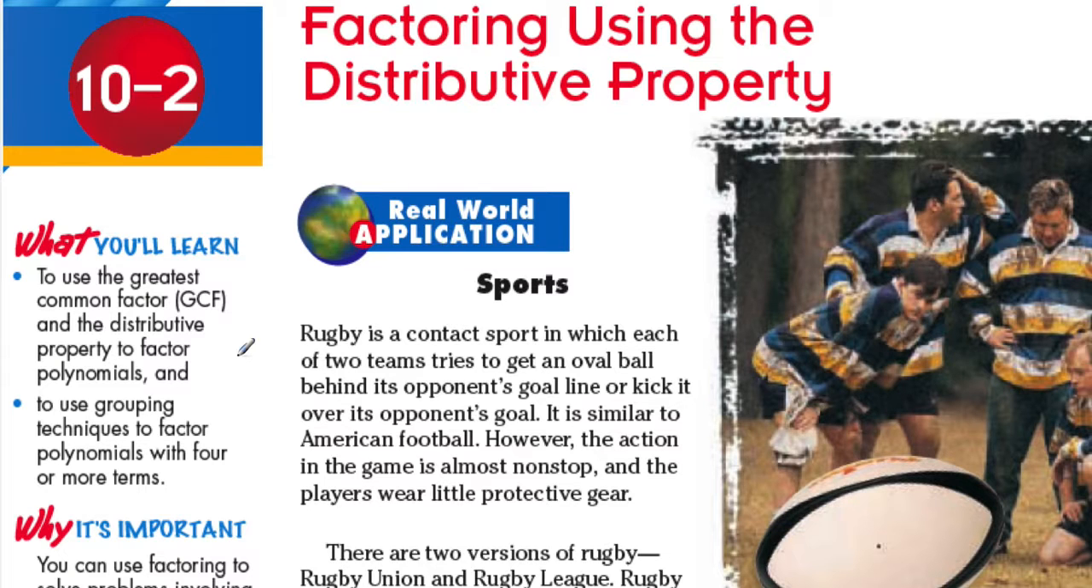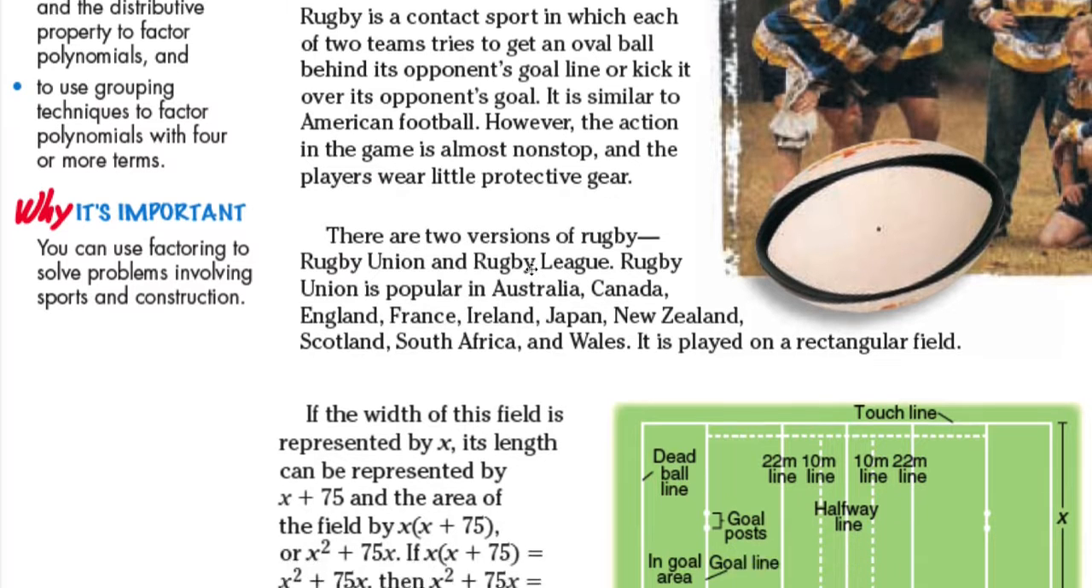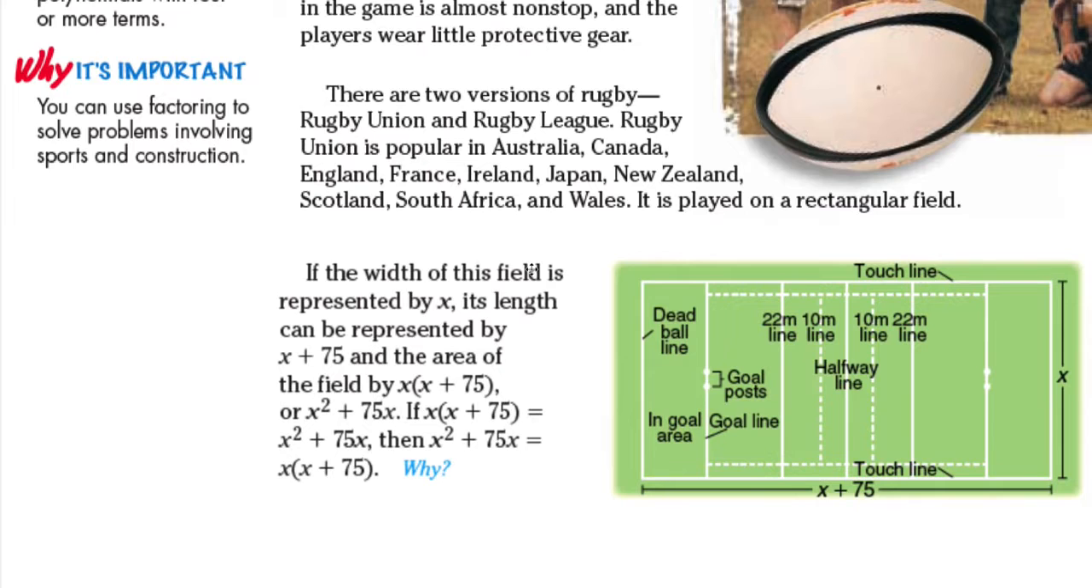Okay, so let's take a look at this real world example in sports. Rugby is a contact sport in which each of the two teams tries to get an oval ball behind the opponent's goal line or kick it over its opponent's goal. It is similar to American football. However, the action in the game is almost non-stop, and the players wear little or no protective gear. There are two variations of rugby: rugby union and rugby league. Rugby union is popular in Australia, Canada, England, France, Ireland, Japan, New Zealand, Scotland, South Africa, and Wales. It is played on a rectangular field.